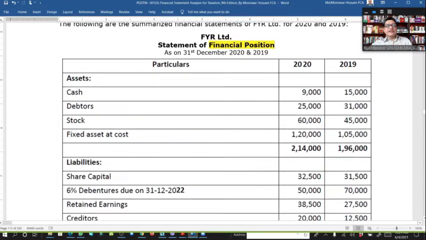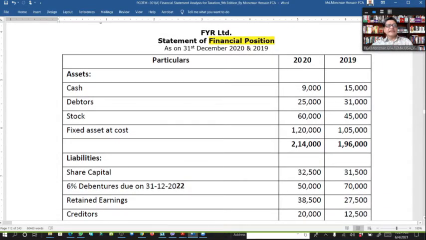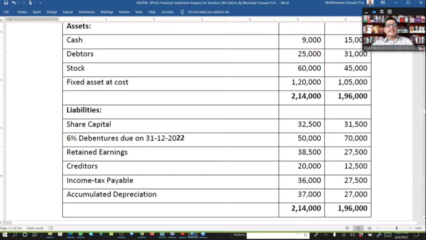So in this figure, a few items: cash, debtors, stock, fixed asset. Total in 2020, 2,14,000. In 2019, 1,90,000. And if you see the liabilities: share capital 32,500, 6% debenture due 31st December, 50,000, retained earnings balance 38,500, creditors 20,000, income tax payable not paid yet 36,000, accumulated depreciation 37,000. So we know what the accumulated depreciation is.